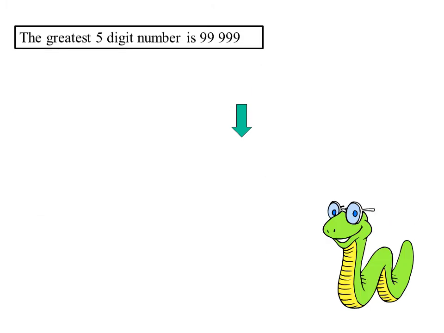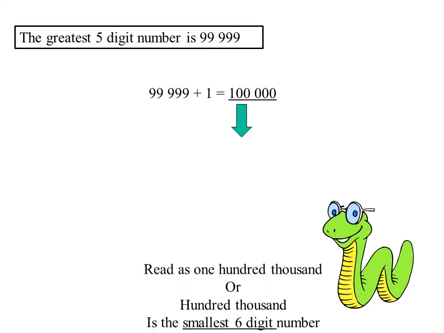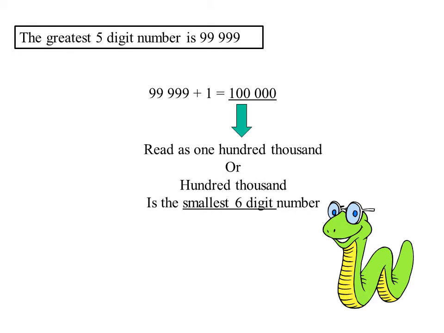As you know, the greatest 5-digit number is 99,999. But if we add 1 to this number, the result will be a new number. 99,999 plus 1 equals 100,000. We can read this number 100,000.